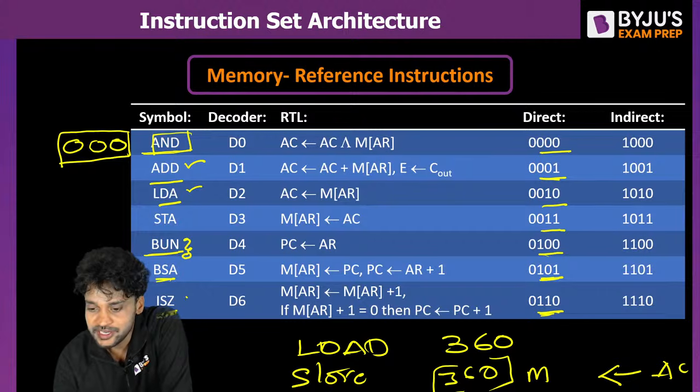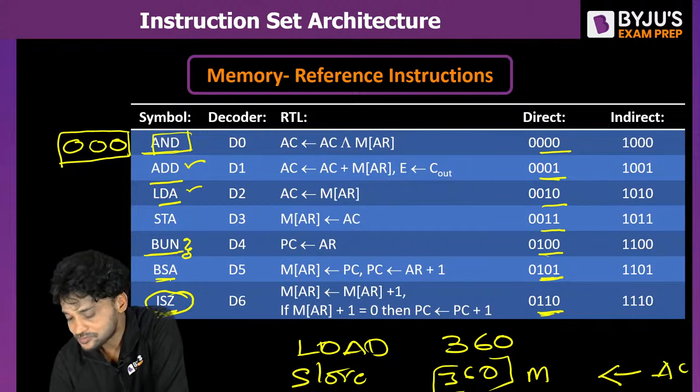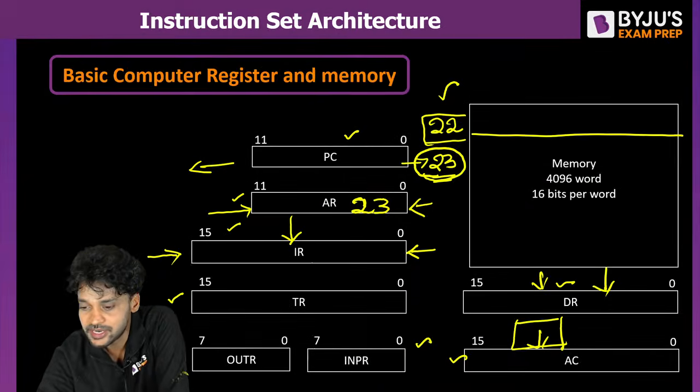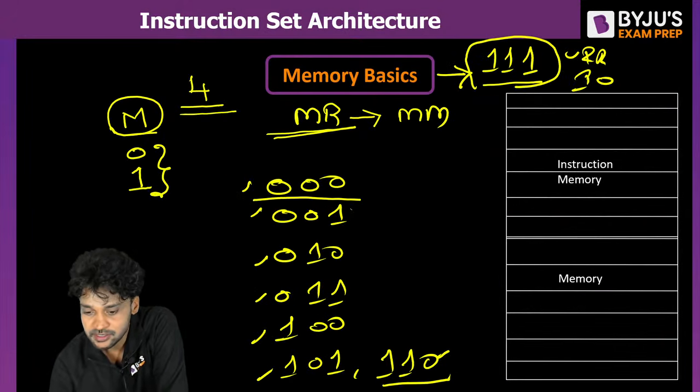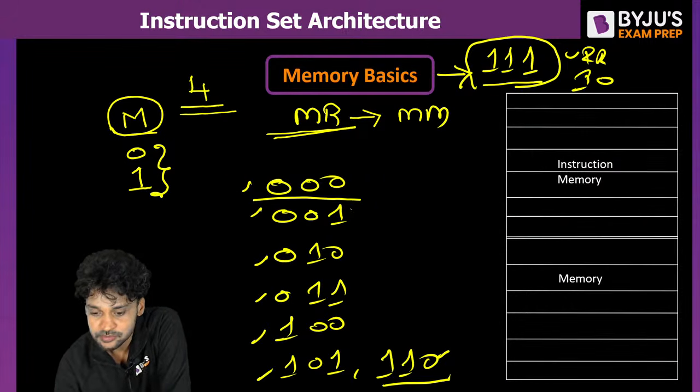Next thing is ISZ. What is ISZ? ISZ stands for increment and skip if 0. I'll explain what exactly this ISZ is. For that, I need to erase.